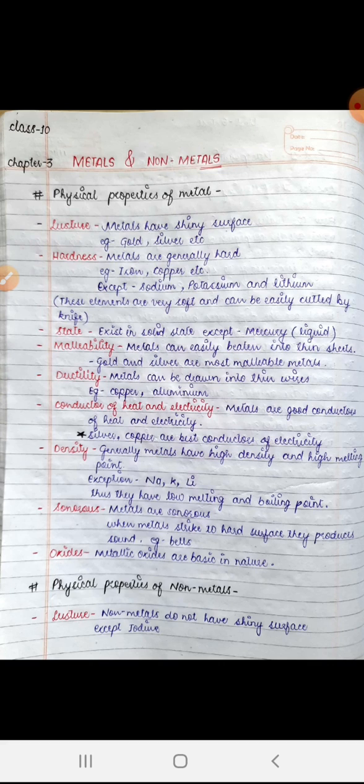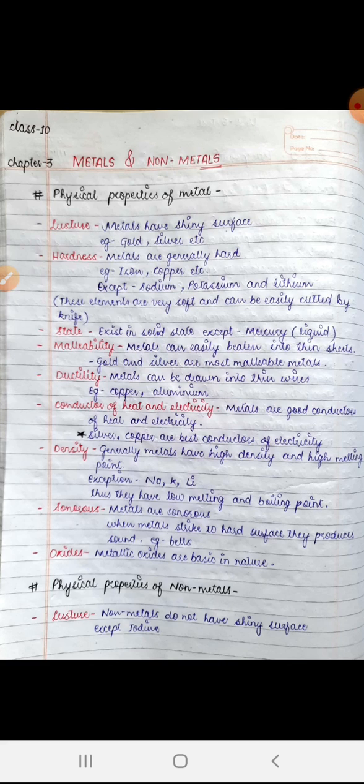So metals can be easily beaten into thin sheets. Gold and silver are the most malleable metals. You have also seen copper and aluminium wires. Yes, copper and aluminium wires are used in our electric connections. Because of this malleability only, these metals are getting converted into these forms.